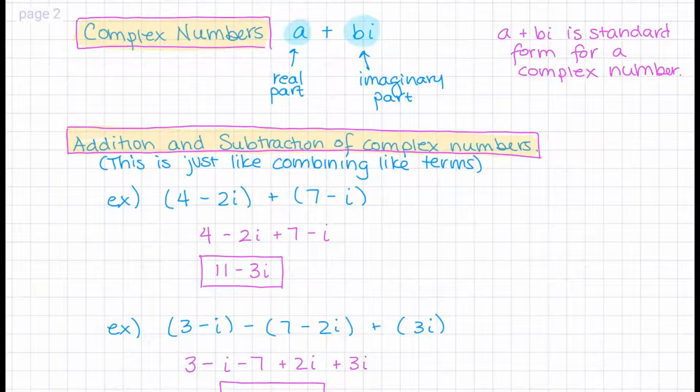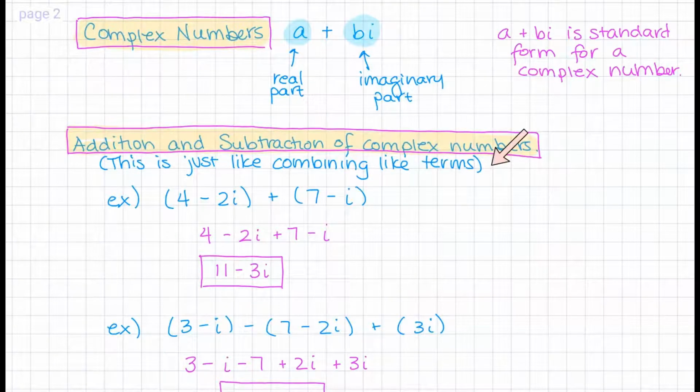The other thing is the standard form for a complex number is a plus bi. And you must put the real number before the imaginary part. So you're going to see for the rest of the problems now, when I'm writing my answer, it's always going to be in standard form. The real part and then the imaginary part. Okay, so let's do some operations now. Let's look at addition and subtraction.